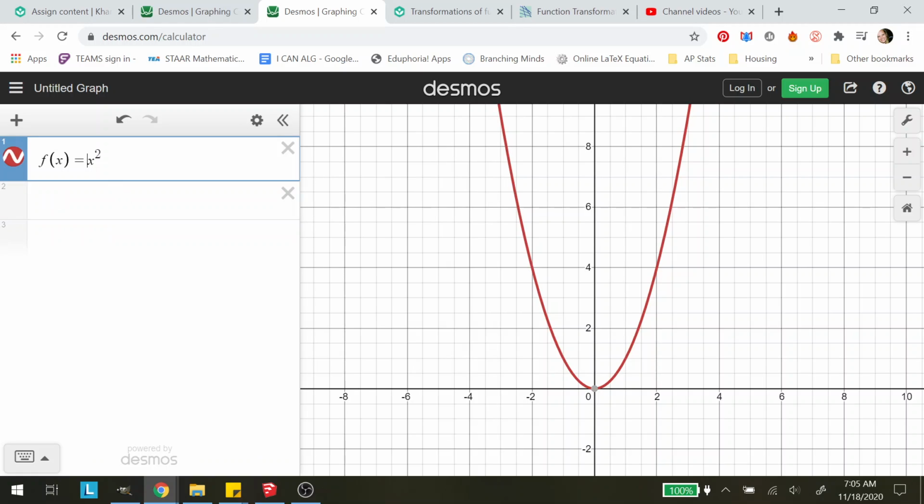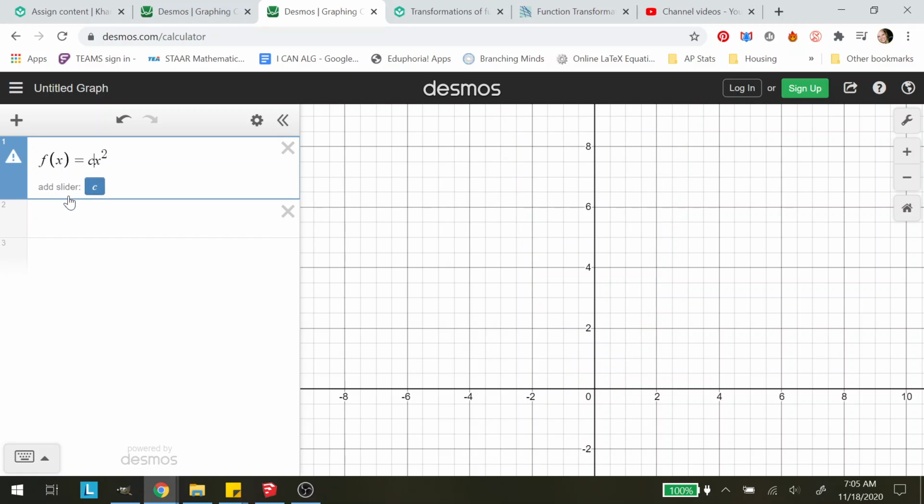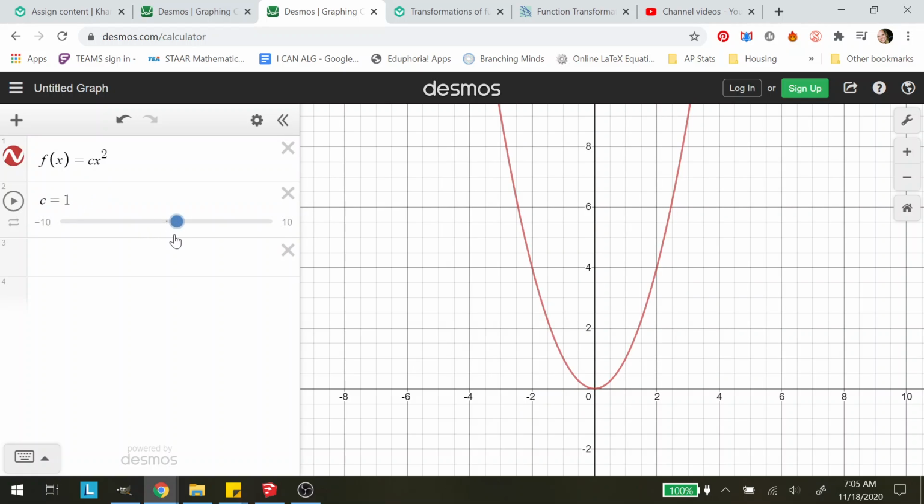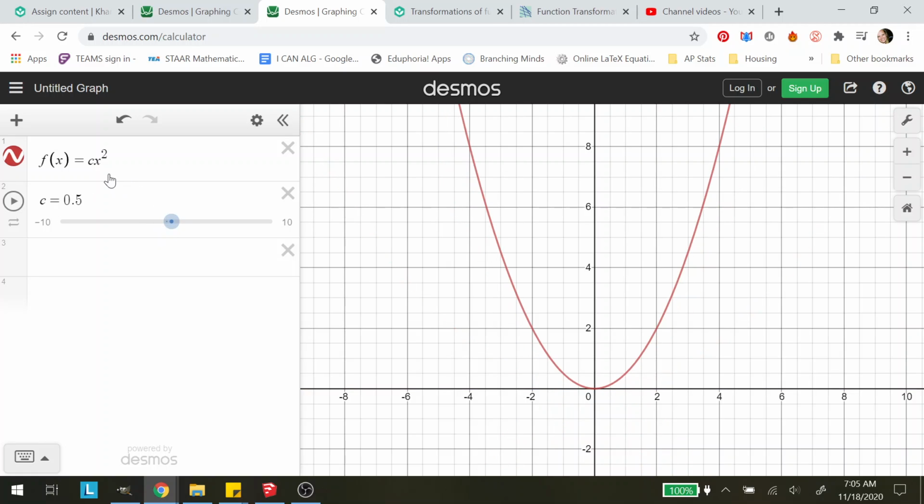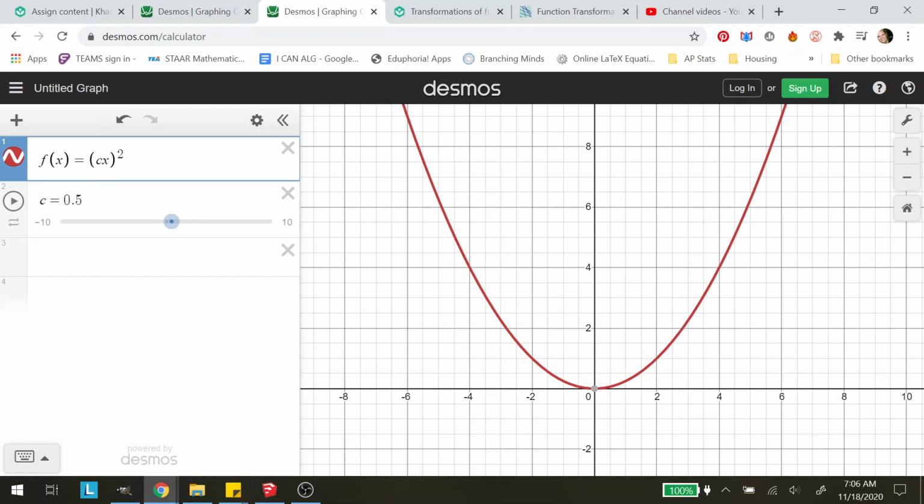Let's put any letter that's not my defined variable. So here I'm telling it that the variable is x, but if I put a c in, it'll ask me to add a slider. Let's do it. Now let's watch what happens when c gets bigger. This is actually a vertical stretching compression. To make it horizontal, I need to put it inside the parentheses. So you can see how that's completely different. Just for contrast.